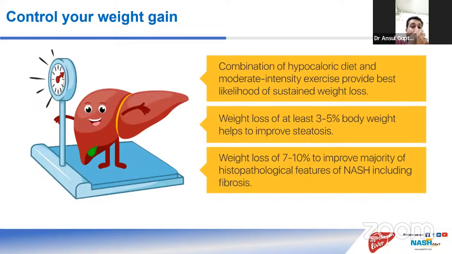Now coming to weight gain. We should not have weight gain. So what we should do, coming to the diet: you should have a low calorie diet. We should avoid sugars, carbohydrates and fat, take low calorie food, do proper exercise, and we should aim at weight loss. We should have weight loss of around 7 to 10%. Then it will help in improving both the fat and fibrosis also.